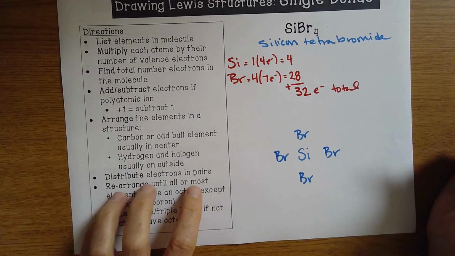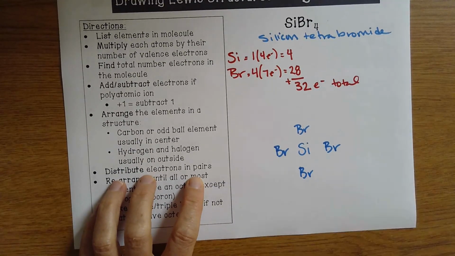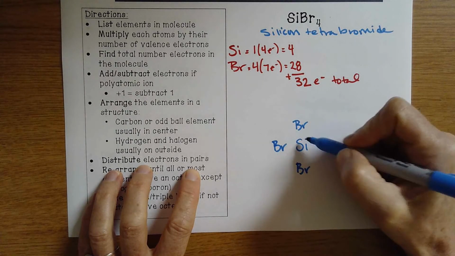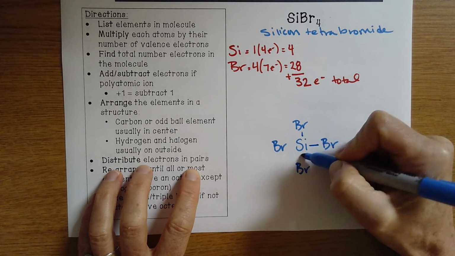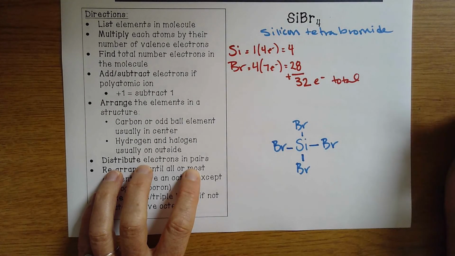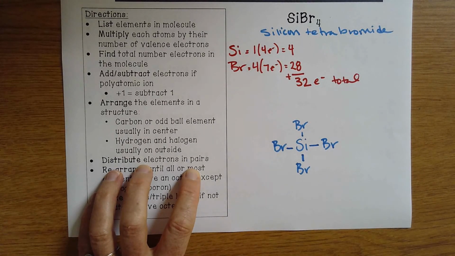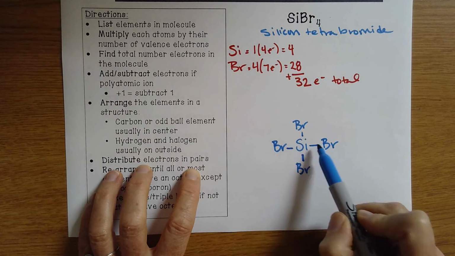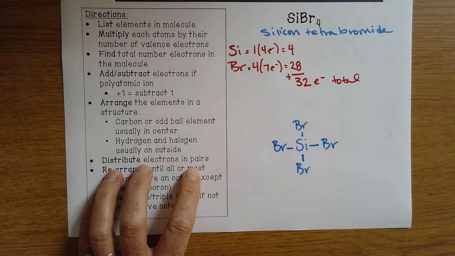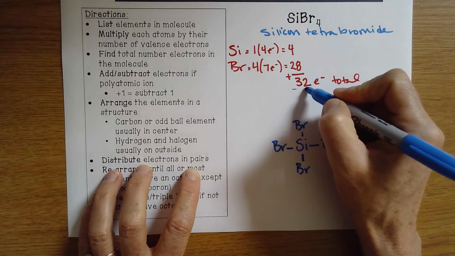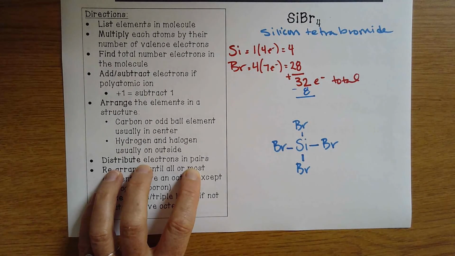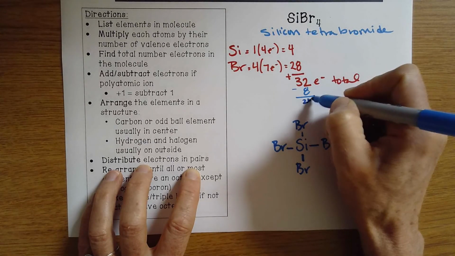Now I'm going to start distributing my electrons. I know that these are bonded, so I'm going to give them single bonds, which are made out of 2 electrons. I usually keep track here. So 2, 4, 6, 8; each line, keep in mind, is 2 electrons. So I'm going to subtract 8 here to find out how many total electrons I have left to distribute, and I have 24.